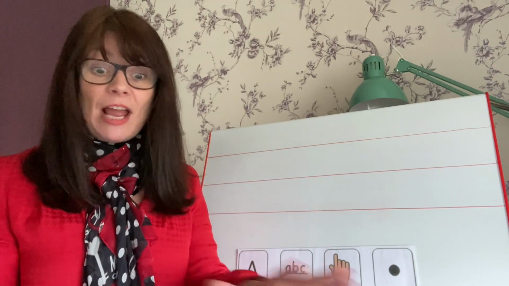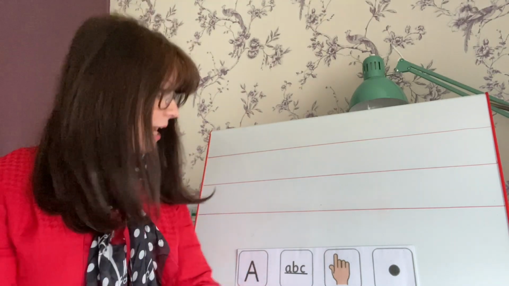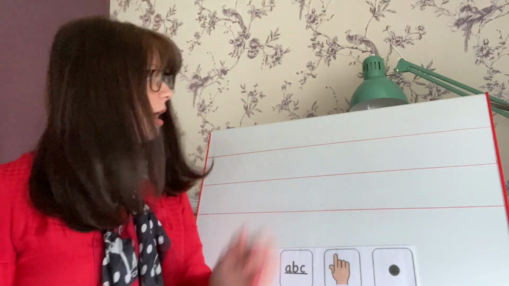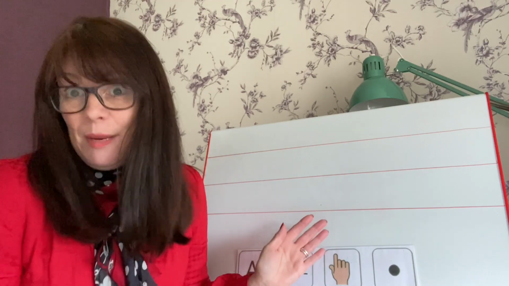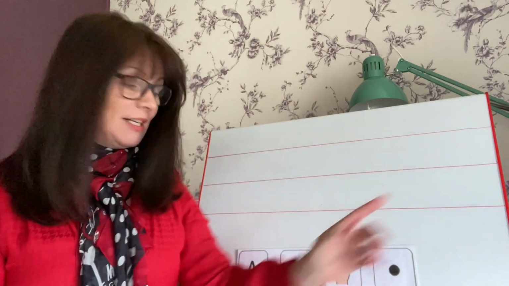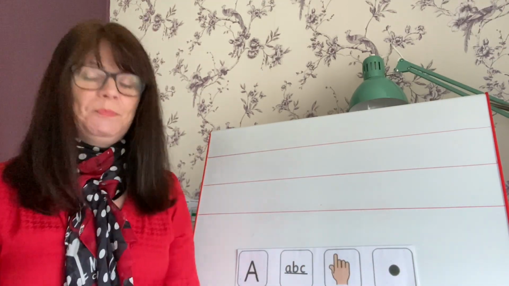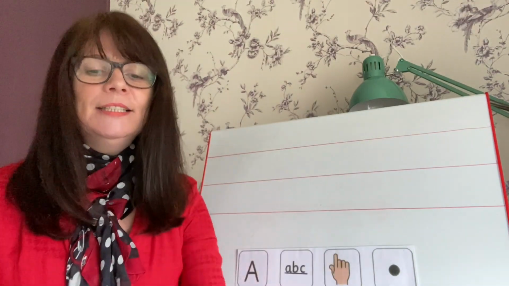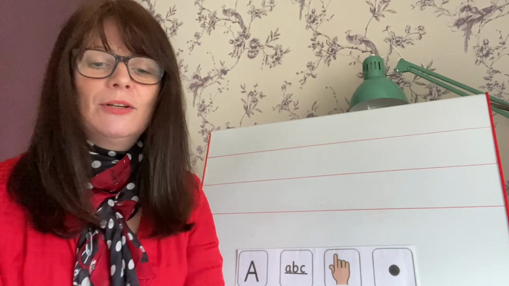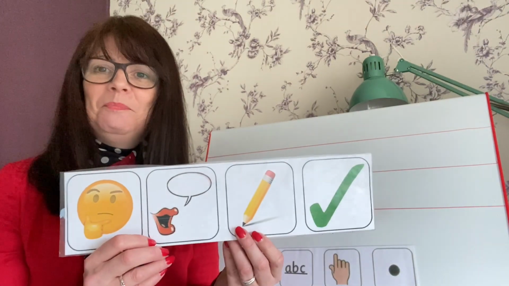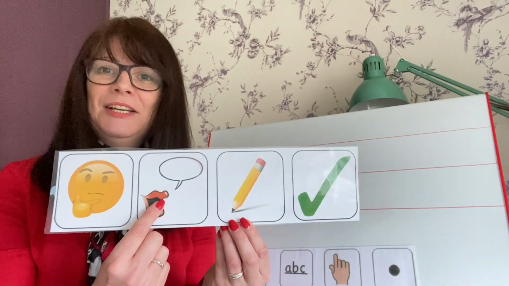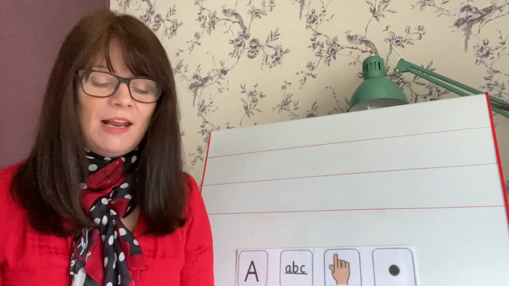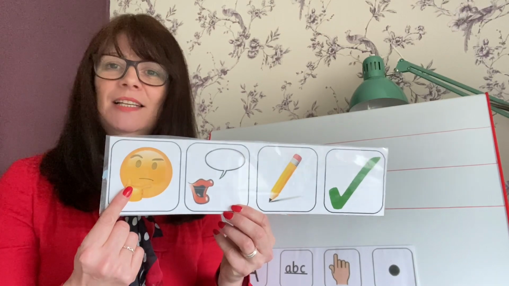Let me think. I've got everything I need for writing. I have my sentence checker. I have my board or paper, and it's lined because I need that to write on the lines. I've got my sound mat to help me. And I've also got my checker. Think it, say it, write it, check it. Okay, so my first step is to think of my sentence.